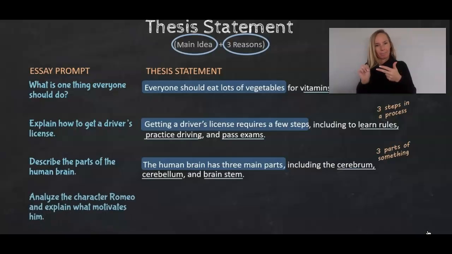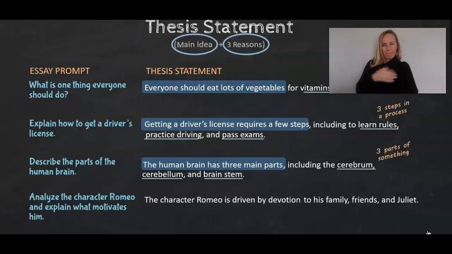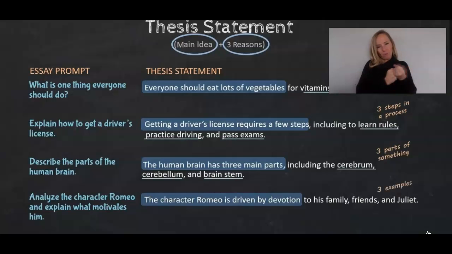And finally, analyze the character Romeo and explain what motivates him. A thesis statement that answers this prompt is, the character Romeo is driven by devotion to his family, friends, and Juliet. The main idea of this thesis statement is that the character Romeo is driven by devotion. We have 3 examples that explain who or what Romeo is devoted to, and those examples are devotion to family, friends, and Juliet.